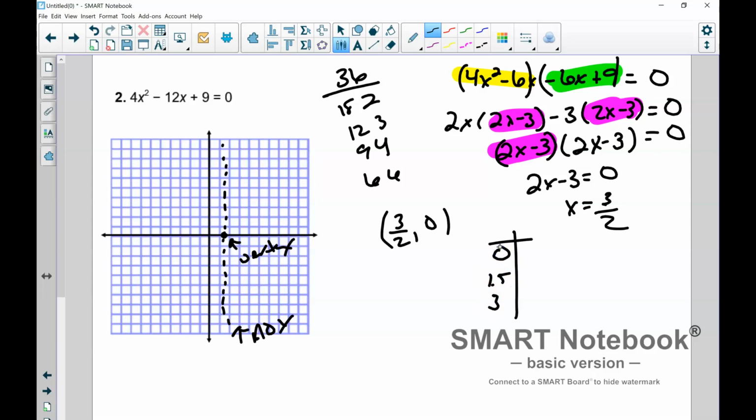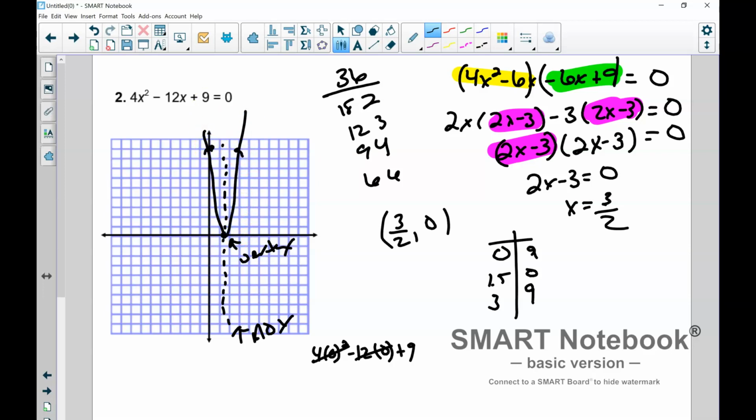So I'm going to plug 0 into my equation over there. I always like plugging in zeros because it makes it easier, because all of that goes away. And I'm left with 9. So this is going to be 0 and 9. And this is going to be 3 and 9. So 1, 2, 3. And there's that one graphed.